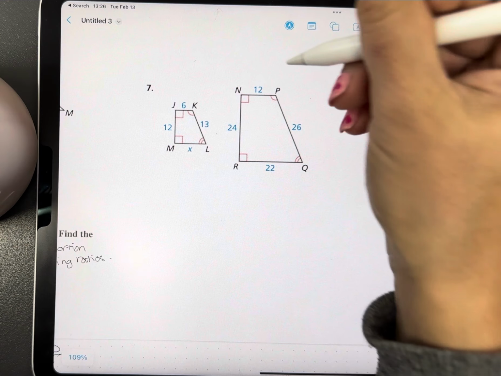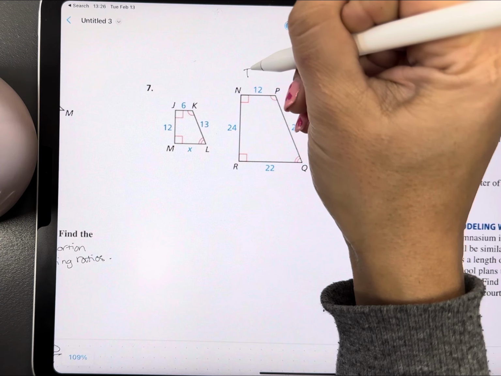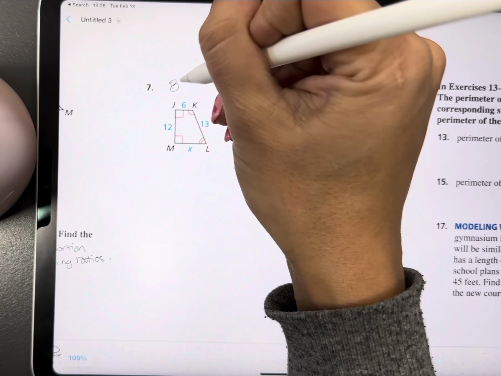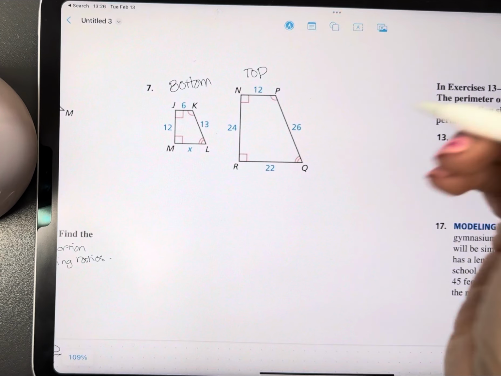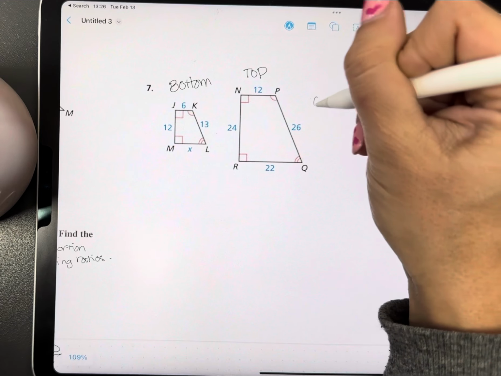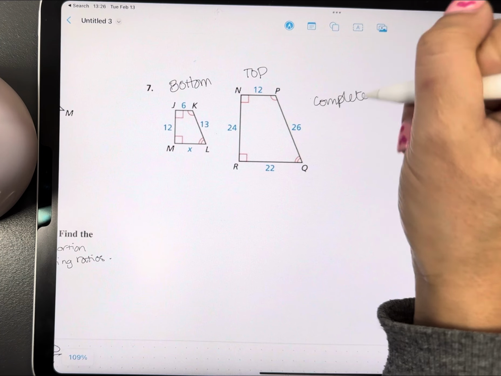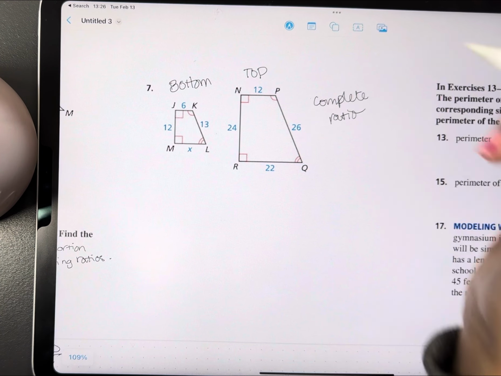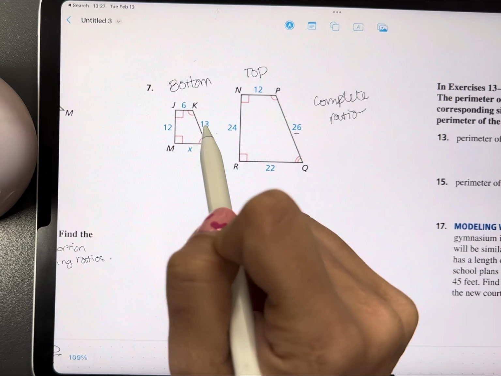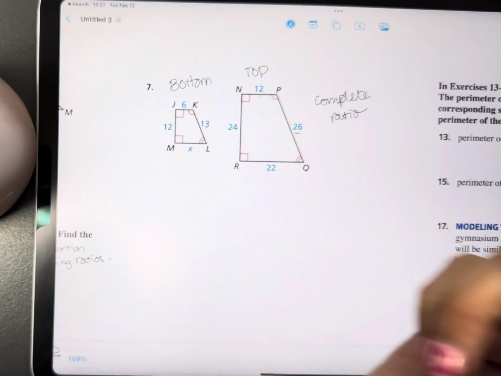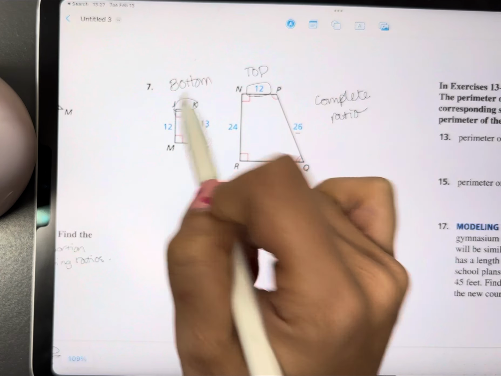Again, this is gonna be my top, this is gonna be my bottom. I need ratios, and I want a complete ratio first, no variables. So I could take 26 and 13, or 12 and 6. I'm going to pick the smallest numbers, 12 to 6.